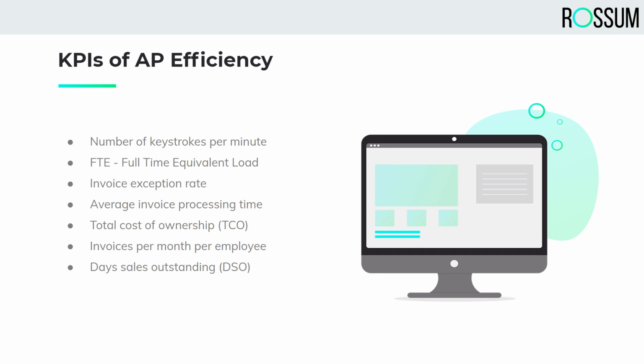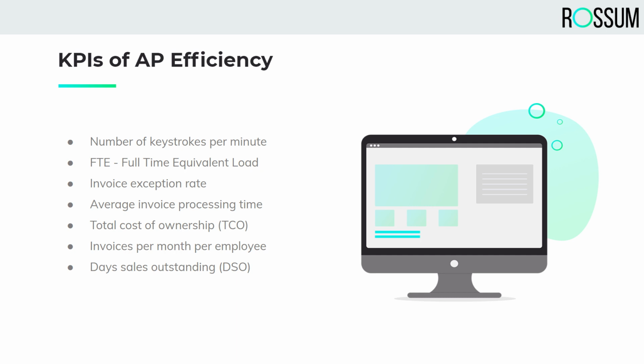Then comes the average invoice processing time. The longer it takes for your AP team to process invoices, the more cost your department and company will incur. Total cost of ownership. Using a model that is based on a real use case, we calculated the TCO of manual, template-based, and cognitive data capture methods. This can fluctuate wildly depending on the TCO methodology used. Invoices per month per employee. Our aforementioned model also calculated the average number of invoices one employee processes per month.